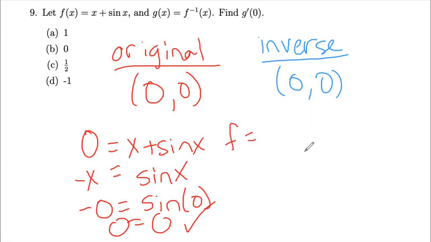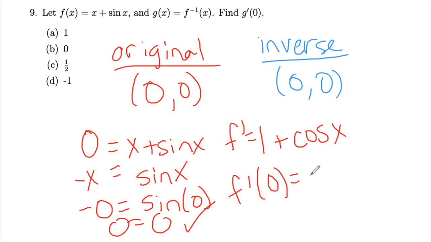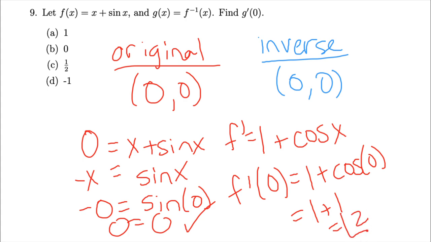So now let's go ahead and find the slope at this original point. So f prime would just equal, the derivative of x is just 1. The derivative of sine is just cosine, so just cosine x. Now we're going to find f prime of 0, which would just give us 1 plus cosine of 0, which is just 1 plus 1, which is 2. And so that tells us that our inverse slope here is going to be the reciprocal of that, which would be 1 over 2, which would be answer choice C.